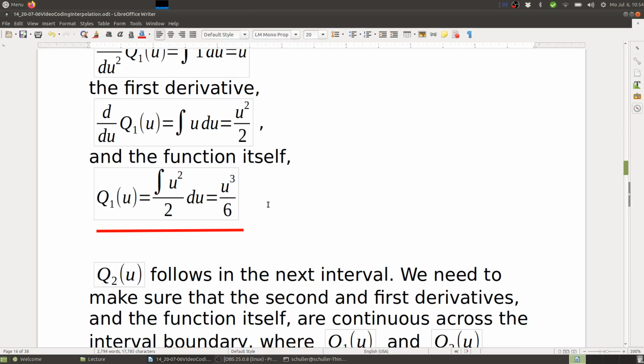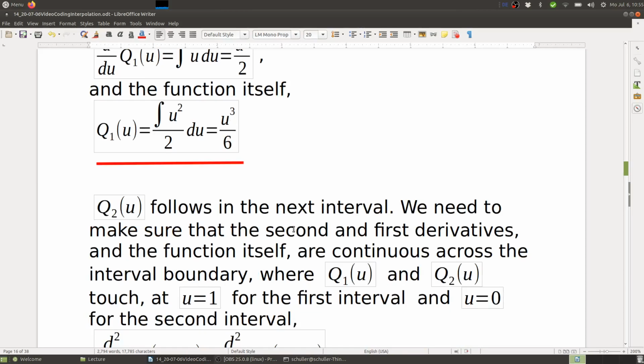So that was easy enough, right? Just 3 times integration and then we're done. Q2 follows next, but there it's not quite as easy because now we need to be careful with continuity at the point where the two intervals meet, right? Which is u equals 1 for Q1 and u equals 0 for Q2, which follows in the next interval. So at this point, the function value, the first derivative and the second derivative should be identical on both sides on the interval boundary.